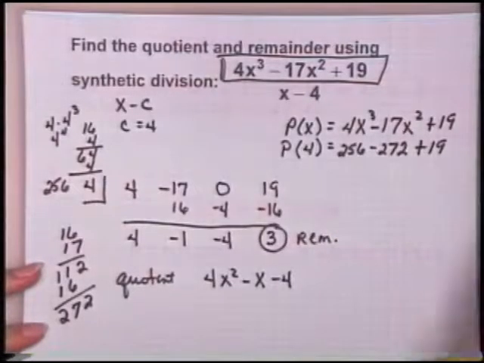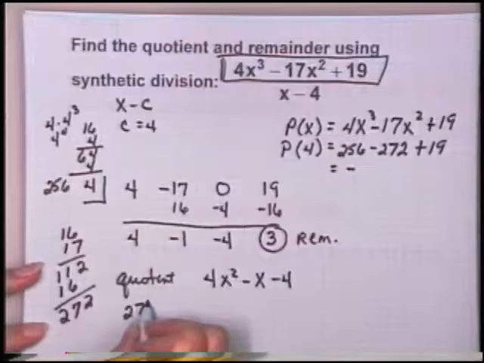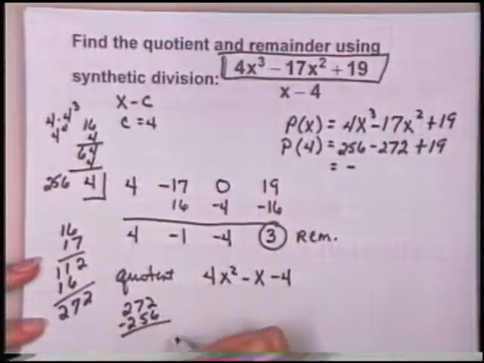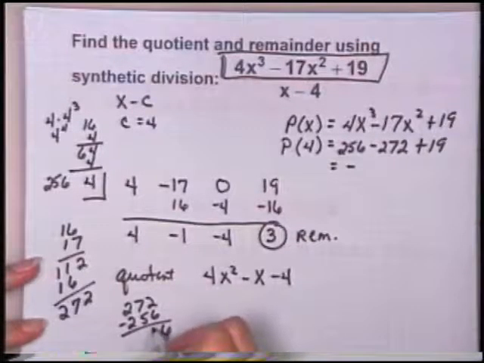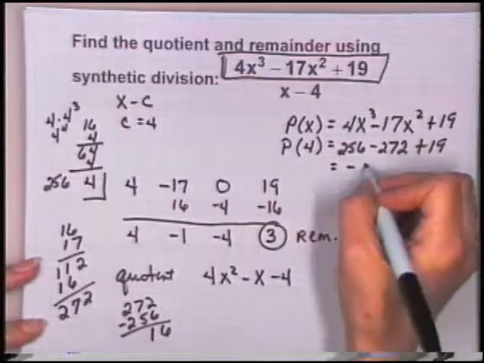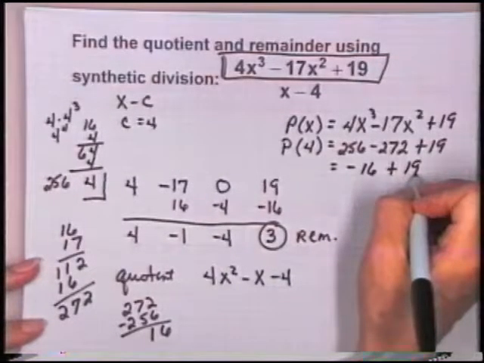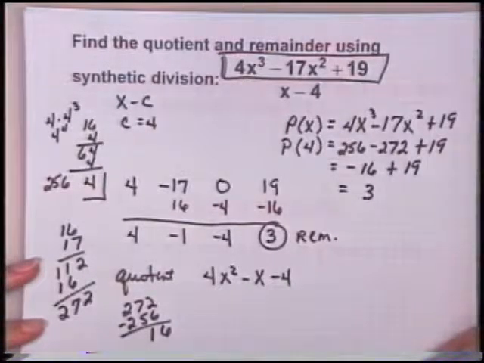Okay, how much is 256 minus 272? Well, it's going to be negative, right? Let's see, 272 and 256, I need the difference. 6 from 12 is 6. And I had to borrow, so 5 from 6 is 1. That's 16, isn't it? I have a negative 16 plus 19. Now, when I add negative 16 and 19, I get 3, don't I?